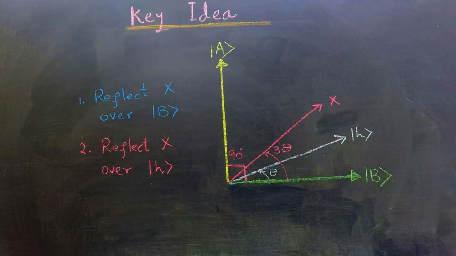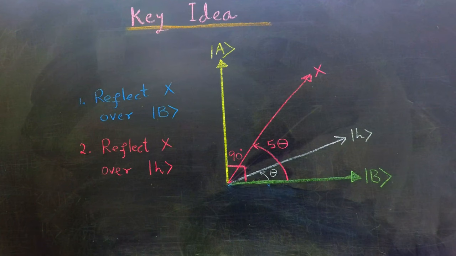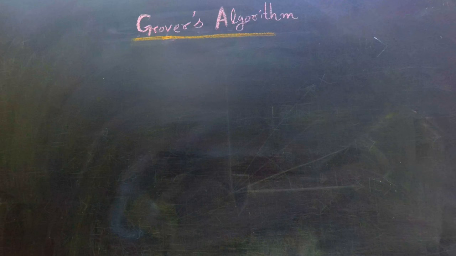If we measure this new register X, we will obtain an input that yields true with a higher probability. However, we want the probability to be higher than 99%. Therefore, we repeat these two reflections again and again. These two reflections are referred to as Grover rotations. Now, I can explain Grover's algorithm to you.